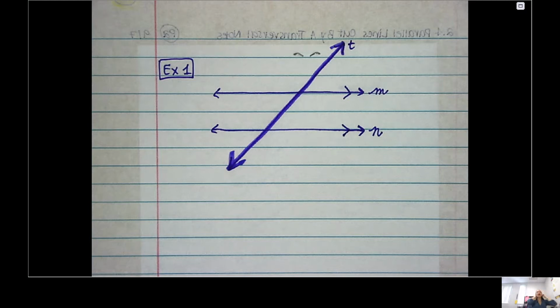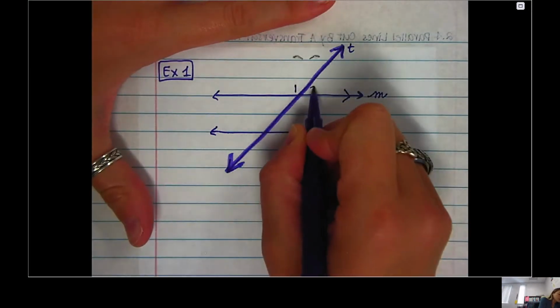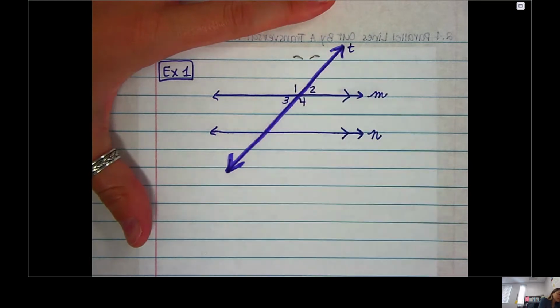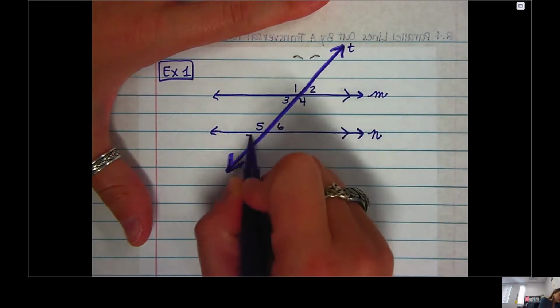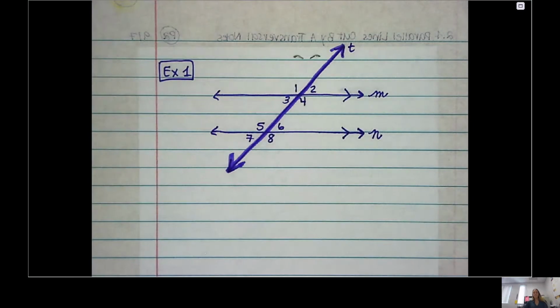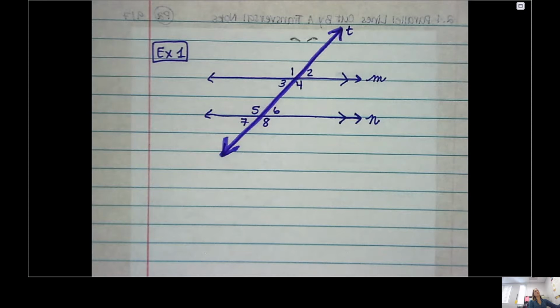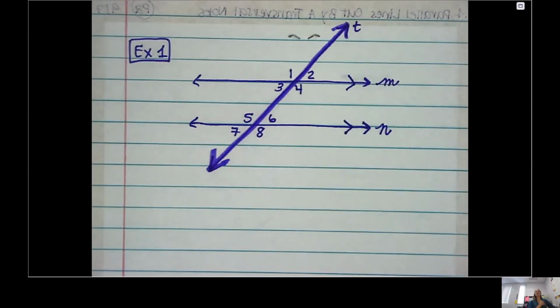Okay. Now we're going to number all of the angles. There are 8 different angles in this picture. And I'm just going to go around in a circle. 1, 2, 3, 4, 5, 6, 7, 8. Okay, all we're going to do is I'm going to give you some of the different angles, and you're just going to tell me the relationship between the two of them. That's it. I just want to know what the relationship is.